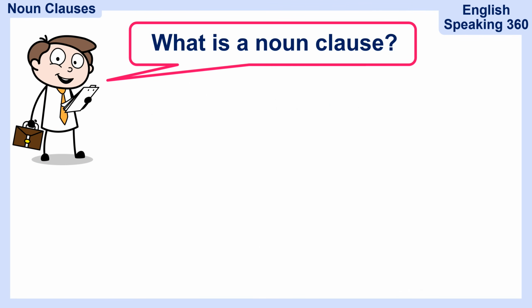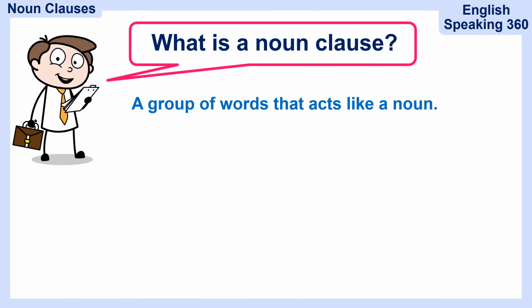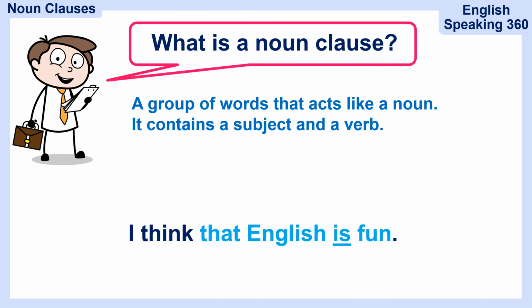What is a noun clause? A noun clause is a group of words that acts like a noun. It contains a subject and a verb. That is very important. Here's an example. I think that English is fun. Think is the verb, so I is the subject. That English is fun is a noun clause.